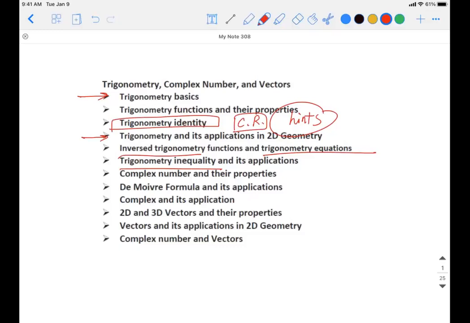Equations and inequalities are pretty much the same thing. You have a trigonometry expression on the left. An equation means it equals 0, and an inequality means it's either greater than 0 or less than 0, and so forth. We're going to have a look at how you deal with all those problems.